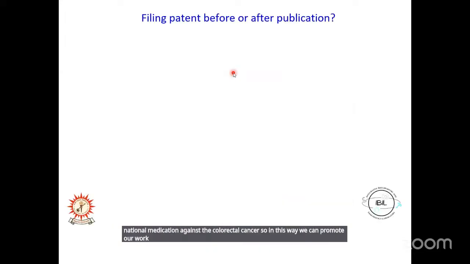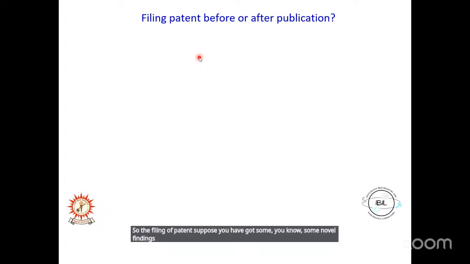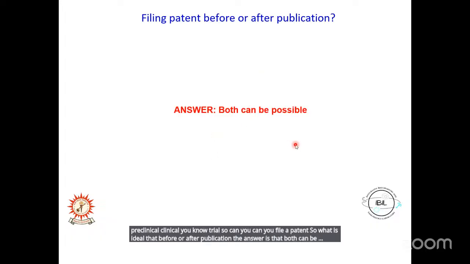Now the question may arise: can we file a patent? Suppose you have got some novel findings that can be translated to clinical research, or that can go to a preclinical or clinical trial. So can you file a patent? What is ideal, before or after publication? The answer is that both are possible.